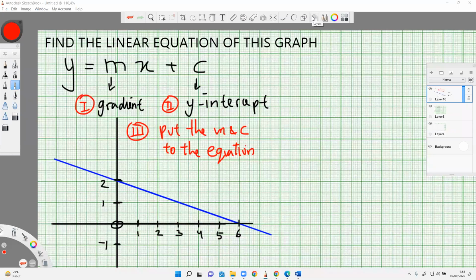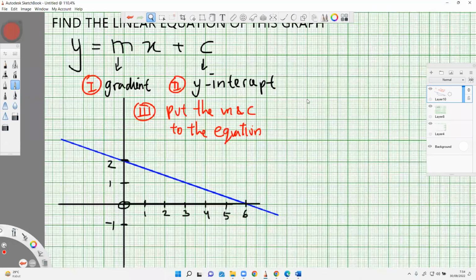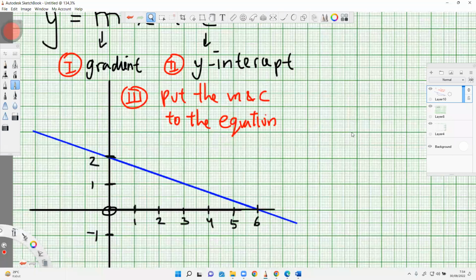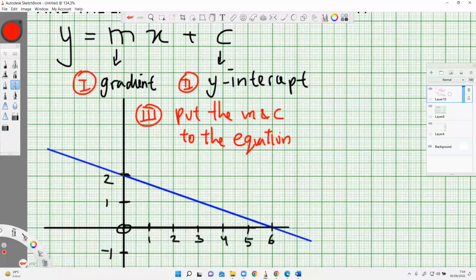Okay, guys, let us discuss. In order to find this gradient, you need to pick at least how many points? 2 points. Which one? I picked the easiest ones. This. What is this point? (0, 2) or (2, 0)? (0, 2), yeah. (0, 2). And then (6, 0). Get it?